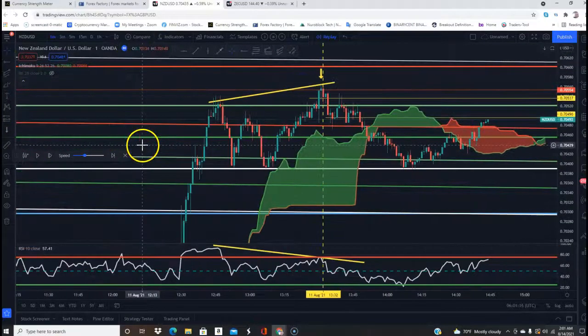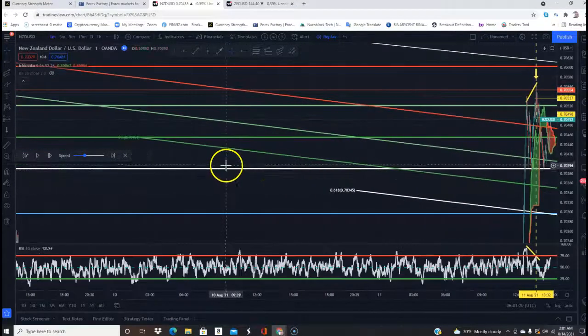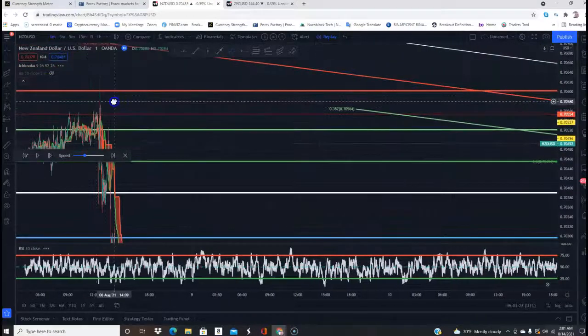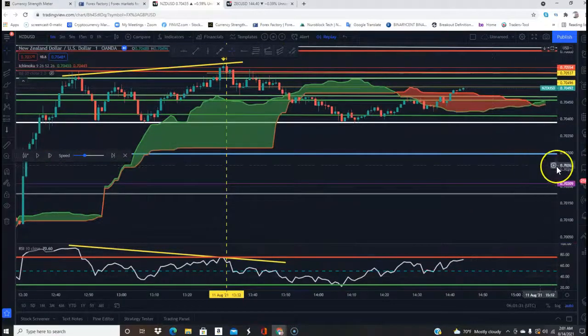Okay. Now let's find the levels. The 618 is going to be the white one. Let me just go back. The 236 is going to be the red one. Just want to find out the 382. The 382 is going to be this green one. Okay, got it, the light green.